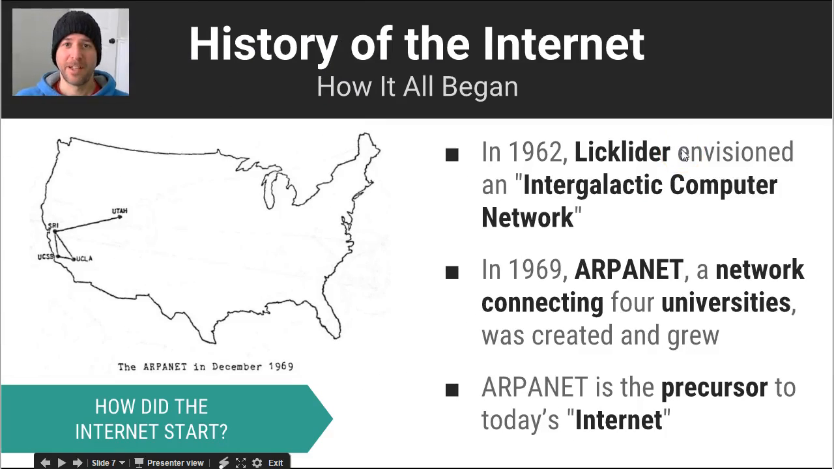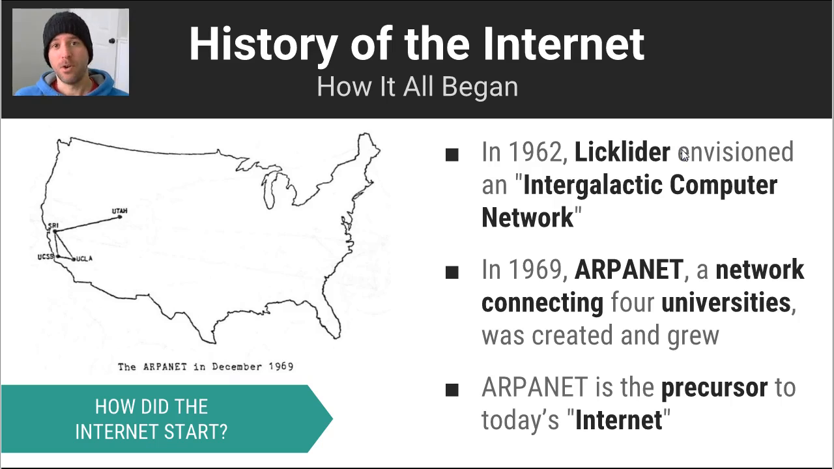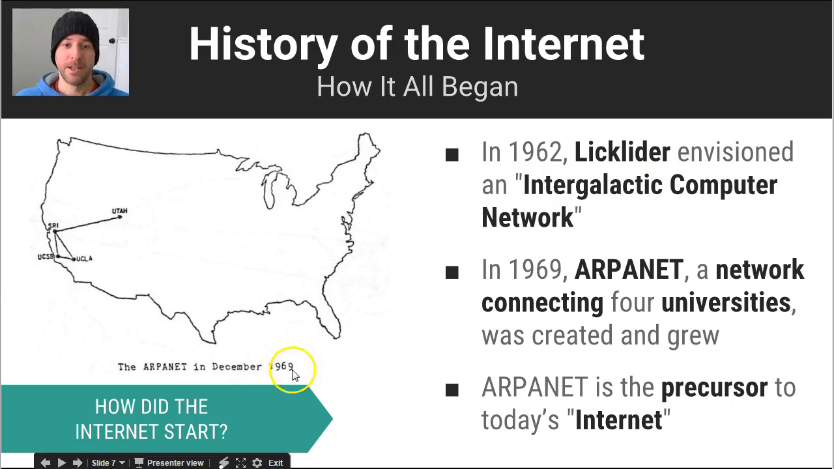The internet started off like most things do, as an idea. There was a guy called Licklider who envisioned an intergalactic computer network. In the late 60s, we had what was called ARPANET, which is the precursor to the internet. It was a system that ultimately led to today's internet, and it connected 4 universities in the western United States. The first transmission between this packet switching network happened between UCLA and Stanford Research Institute.